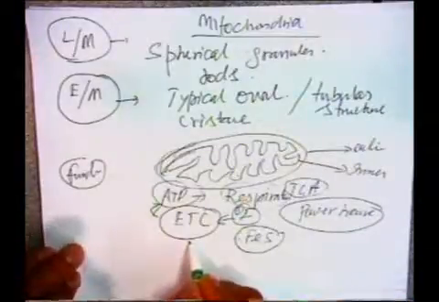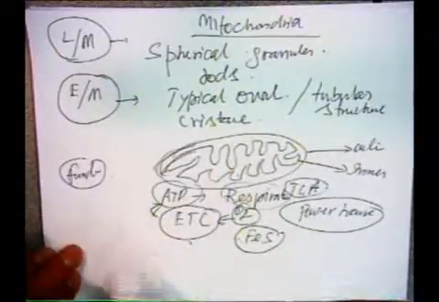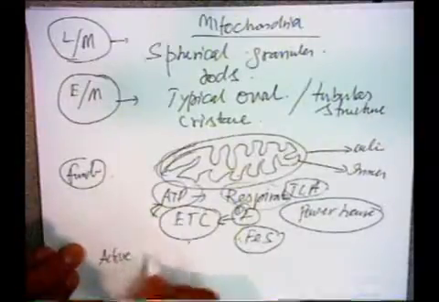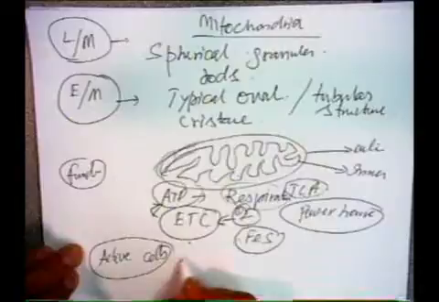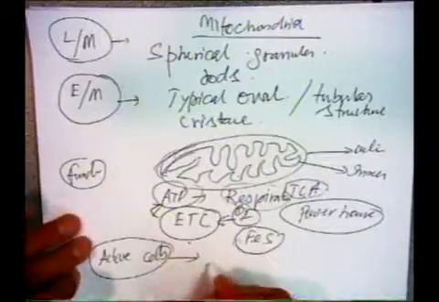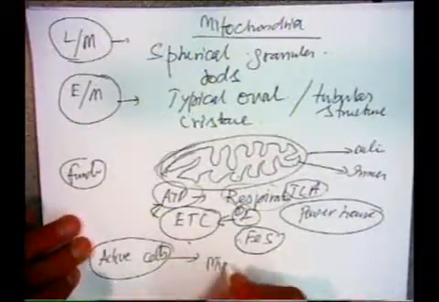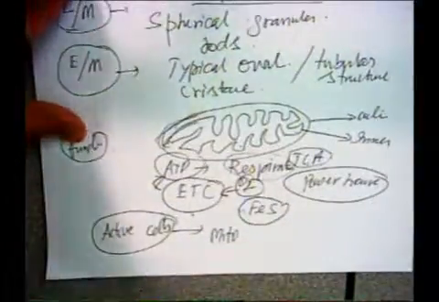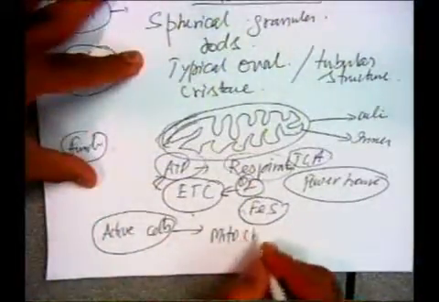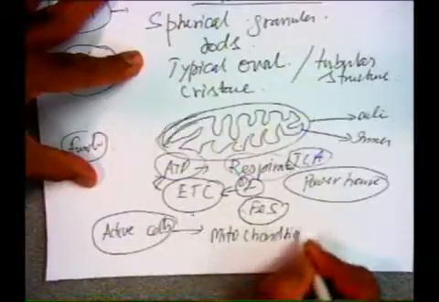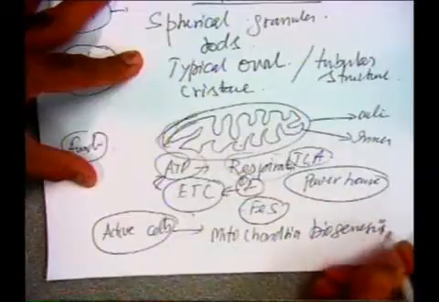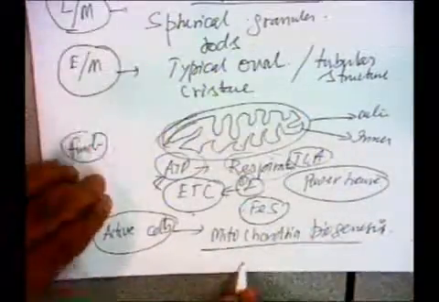Okay, so in active cells, these mitochondria are dividing. Otherwise, we call it mitochondrial biogenesis. Could you see? Okay. So this is very important.